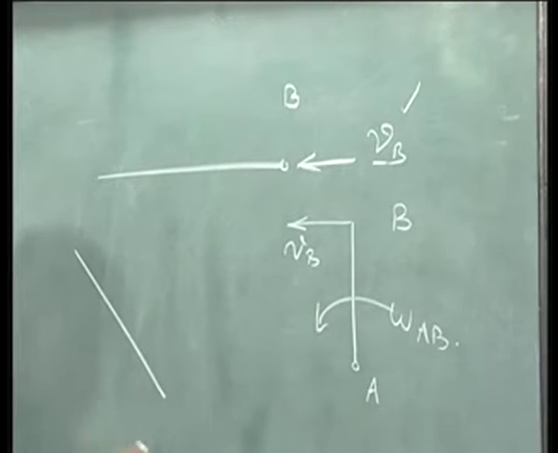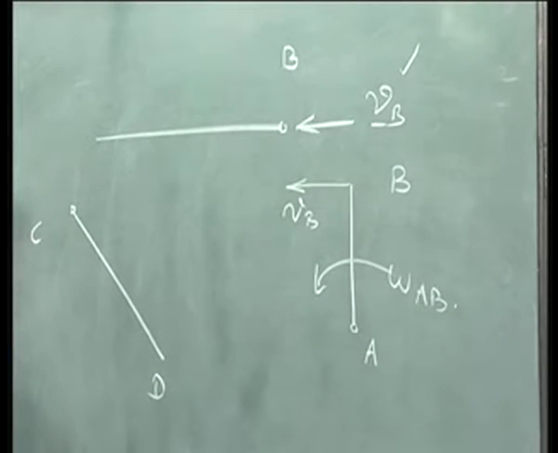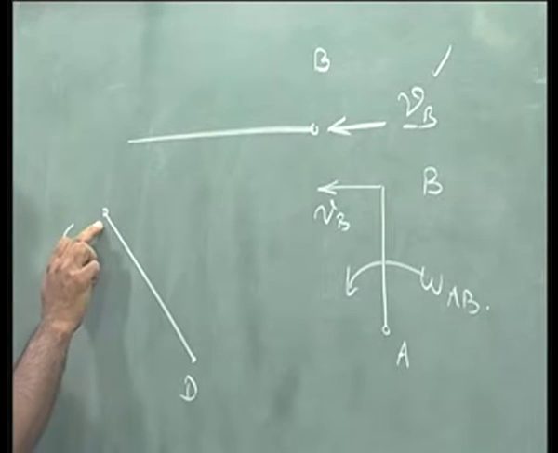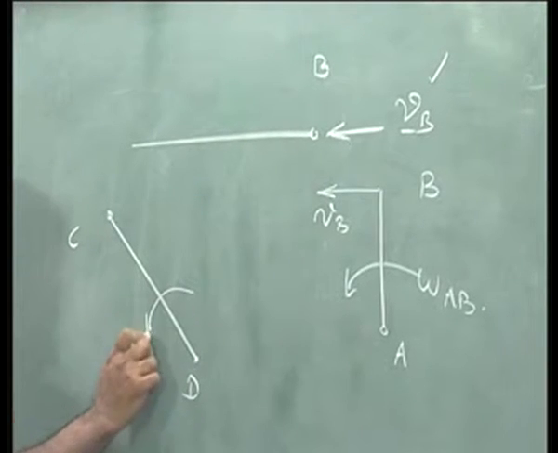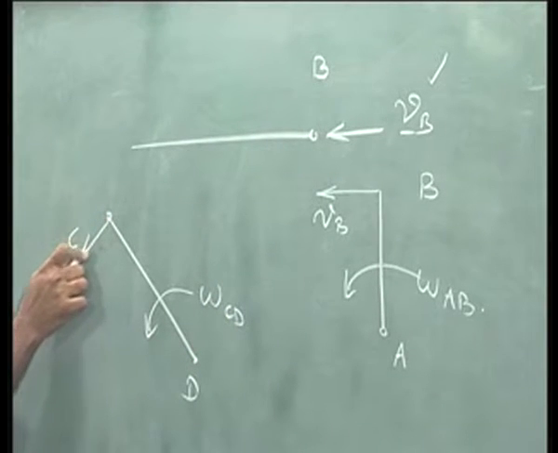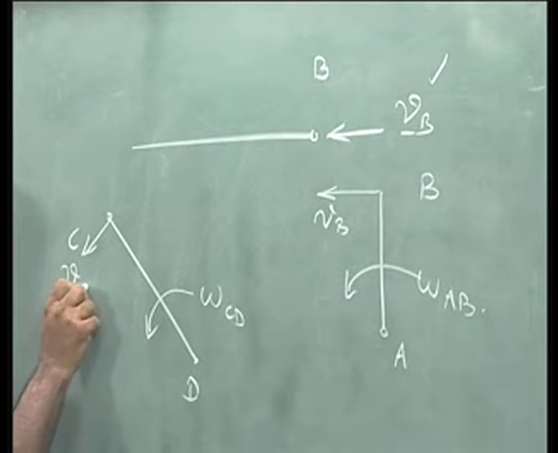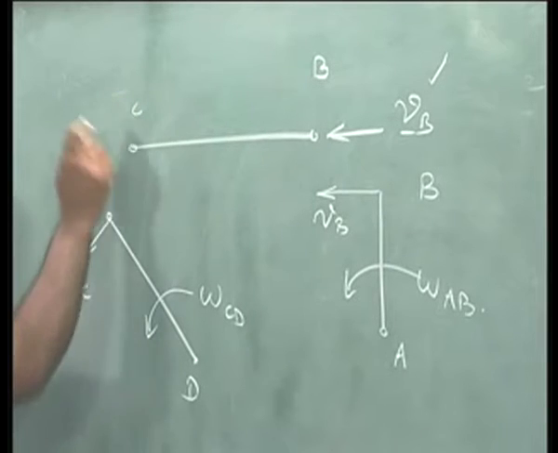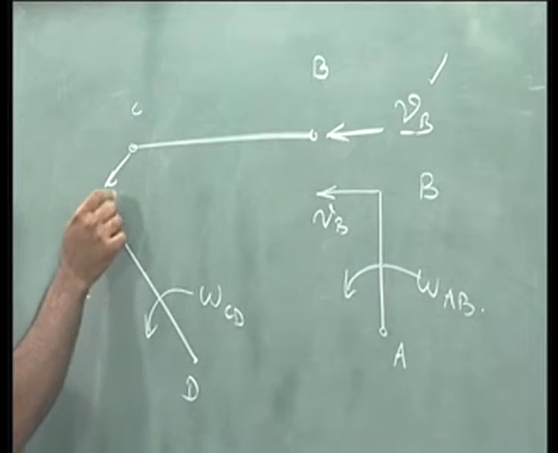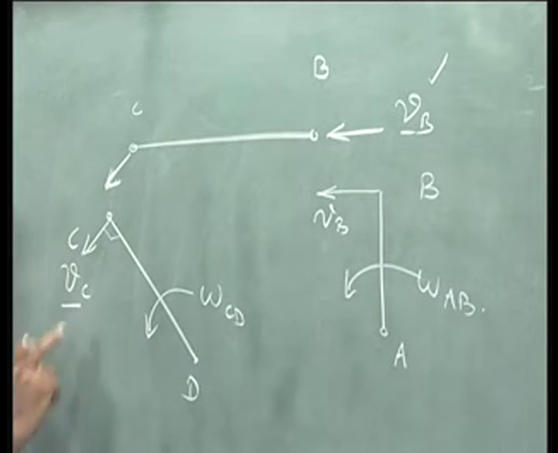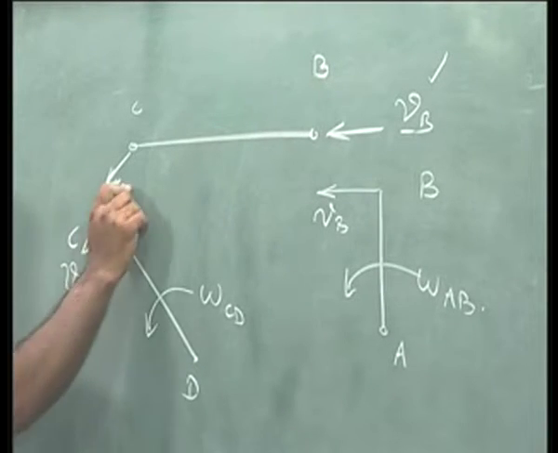Looking at CD, again the velocity of this is equal to 0. Supposing this is the angular velocity of CD, then I know the direction of the velocity at C should be like this. Since this point and this point are the same, this also has to have a direction which is perpendicular to CD. Do I know the direction of CD? The answer is yes, which means the direction of VC is already known.